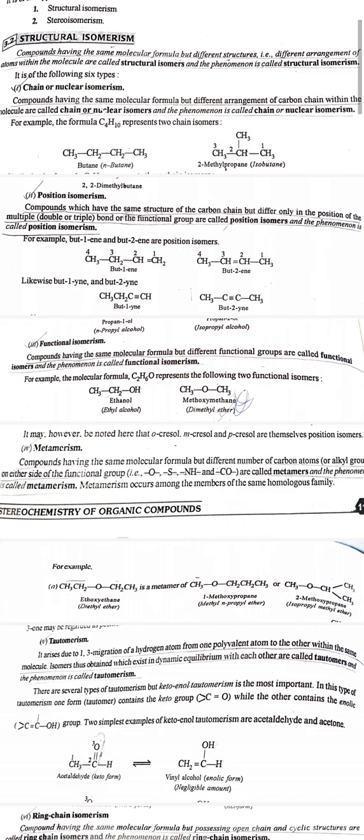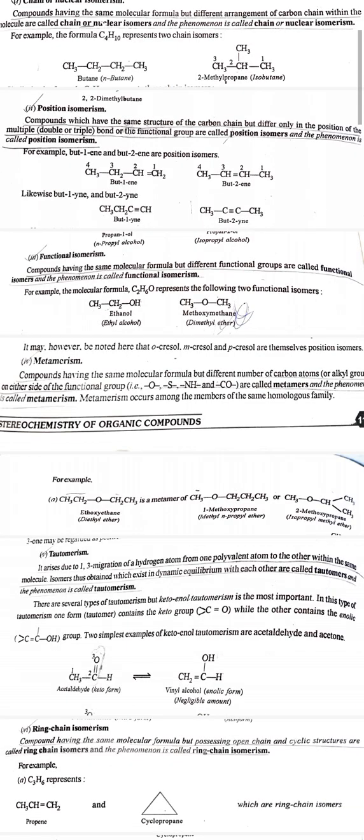Next, position isomerism. Compounds which have the same structure of carbon chain but differ only in the position of the multiple bond or functional group are called position isomers, and the phenomenon is called positional isomerism. For example, but-1-ene and but-2-ene.